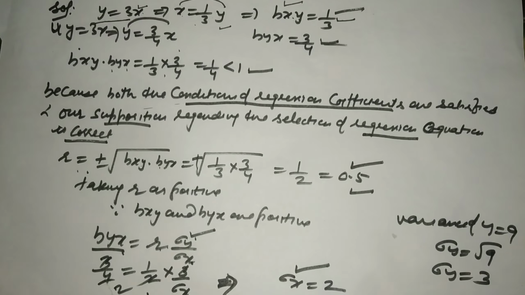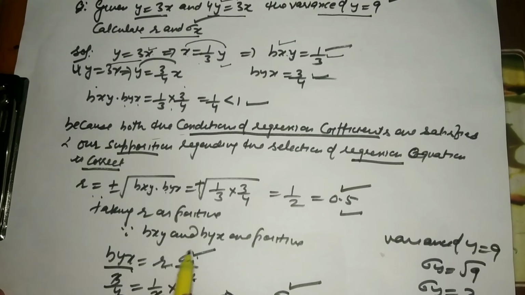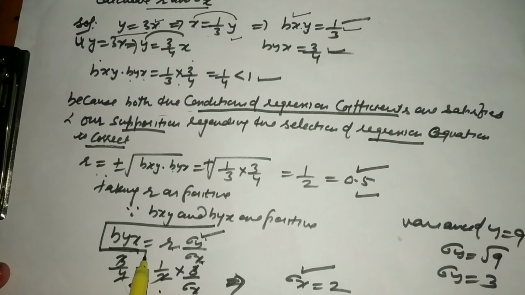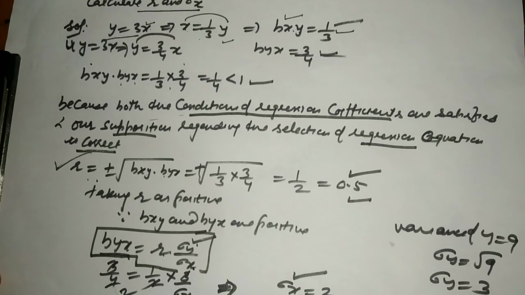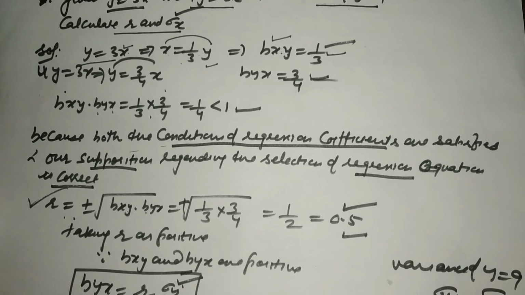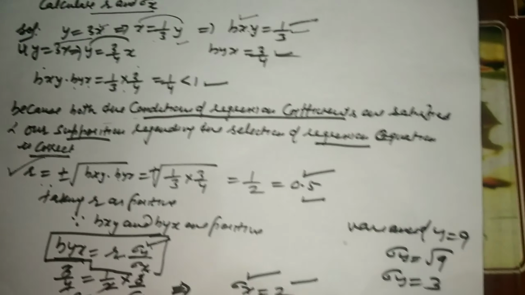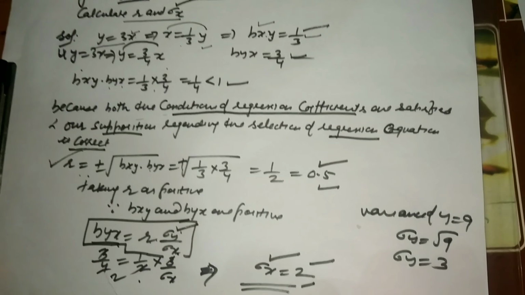So this is the way how we have calculated. That means this is the formula. This can be calculated only if firstly we calculate the coefficient of correlation. Then we have all values, then we can easily find out the standard deviation of the x series.